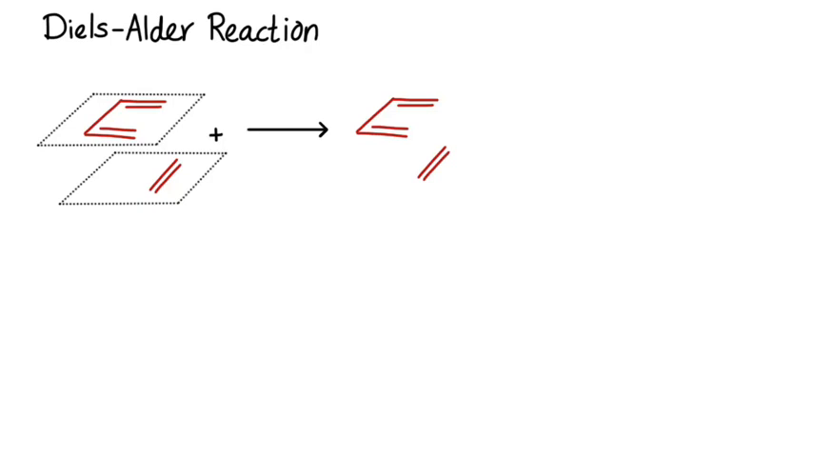they come from two different planes. You see the two different planes here. The first plane is the plane of the diene, or two alkenes in a single compound, and this is the plane of the dienophile.